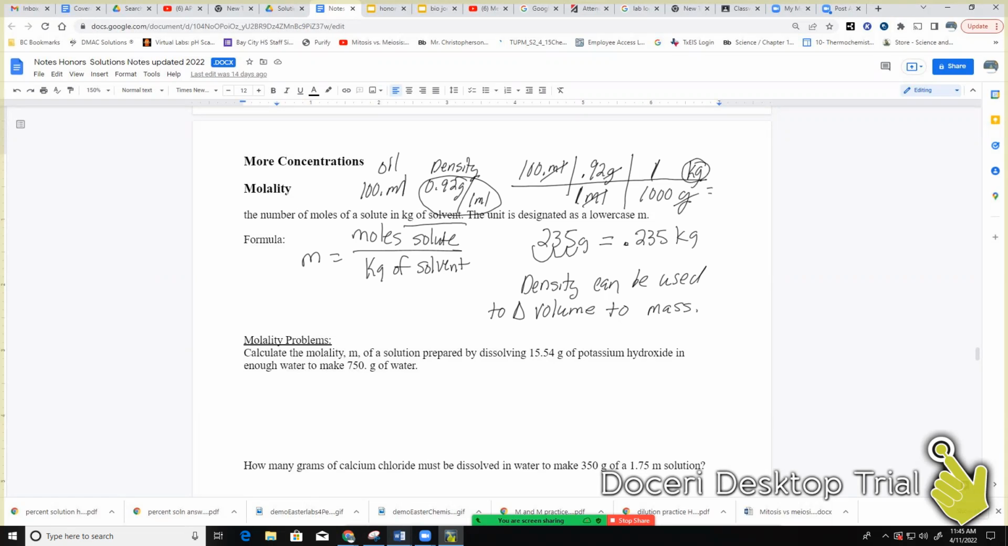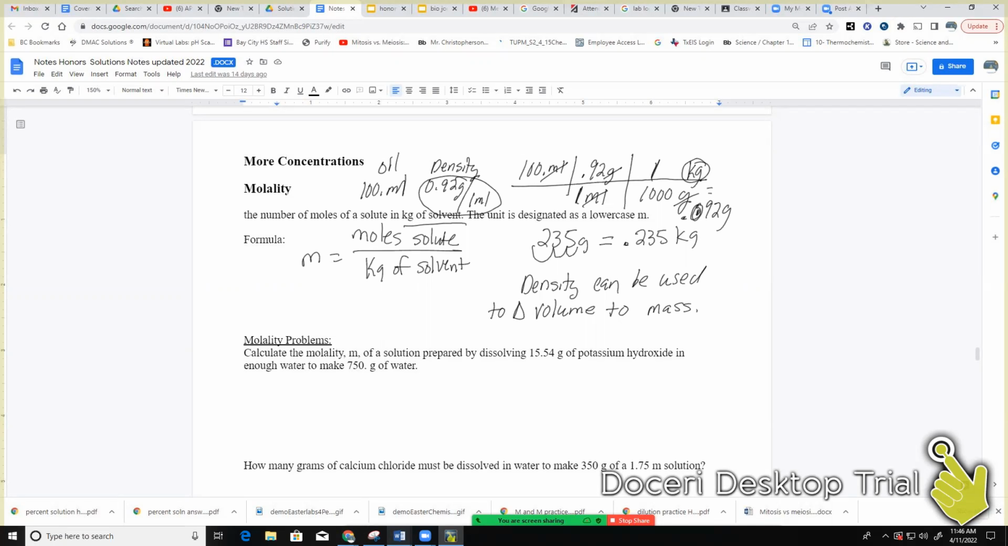I would just do this little math problem, and I think I get 0.092 kilograms. Did anybody do it? I get 0.092. So you may see that on some of the problems.